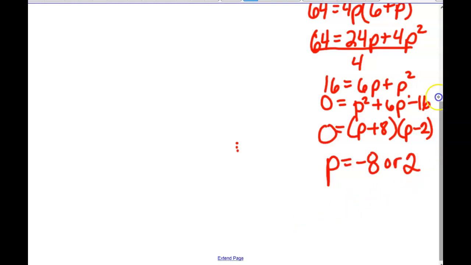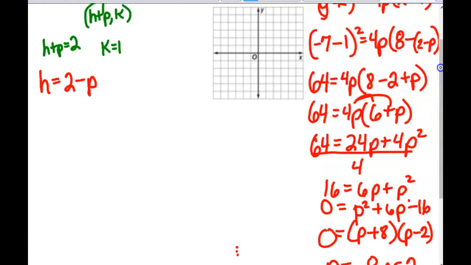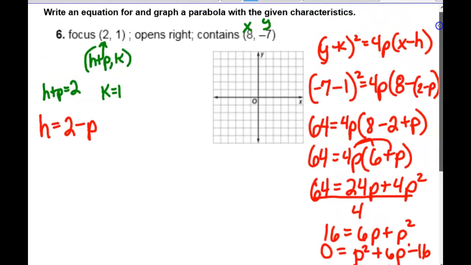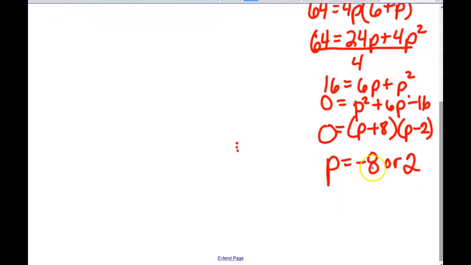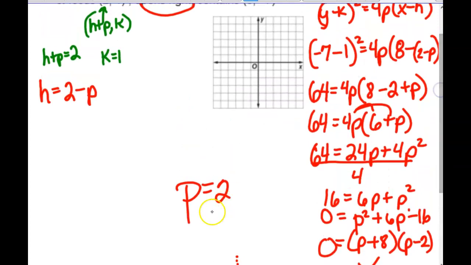Does anybody know why I can get rid of one of those? Way back at the beginning it says opens right. So what does that mean? Okay, P is 2. All right, that was kind of a disaster, but now if I know P is 2, can I go back in here? What's H?